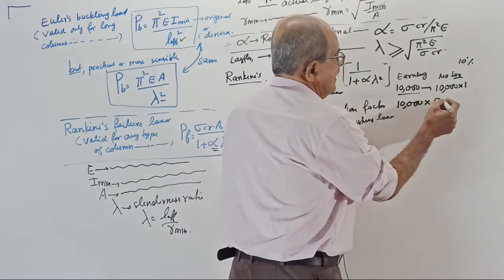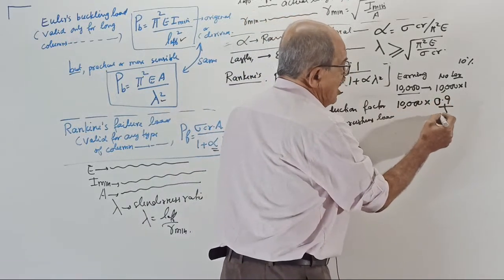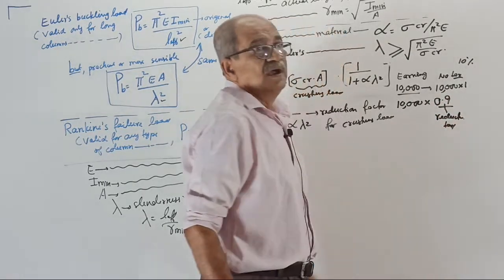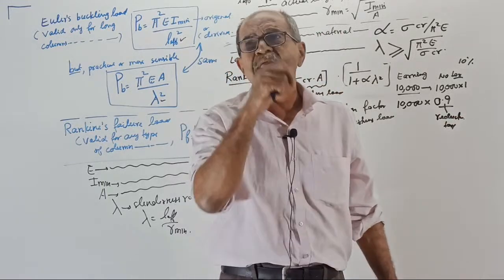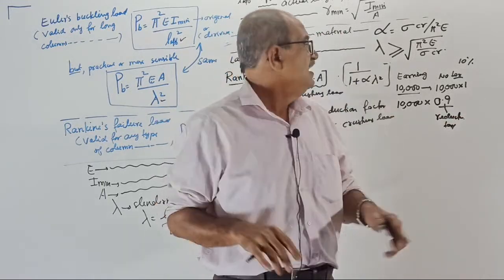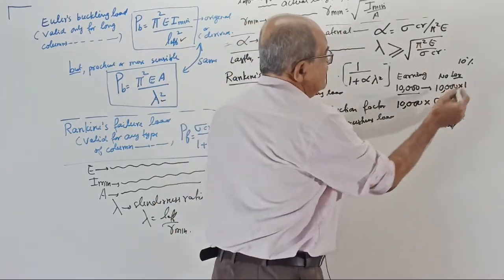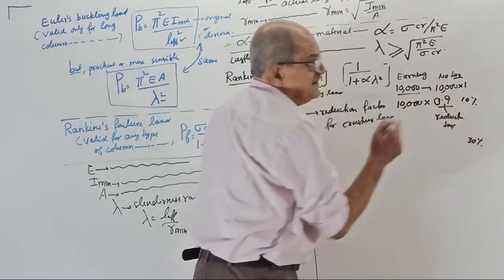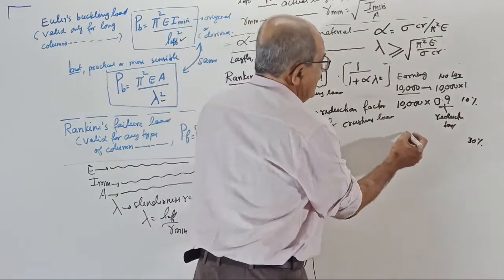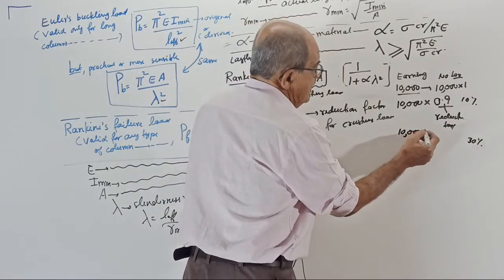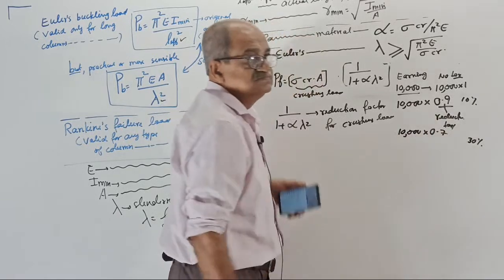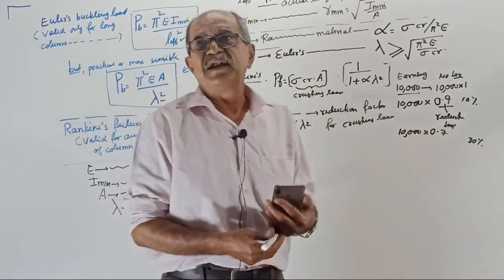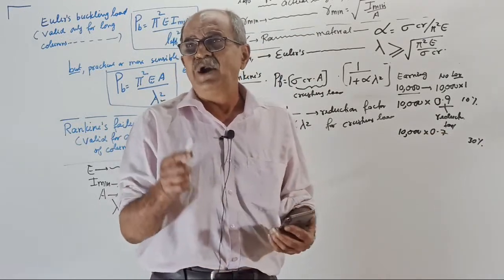0.9. That 0.9 is called the reduction factor. Reduction factor more means reduction is lesser. Now, by chance, imagine this is for 10%. Suppose 30% tax, then you will get 10,000 into 0.7. That is 7,000.